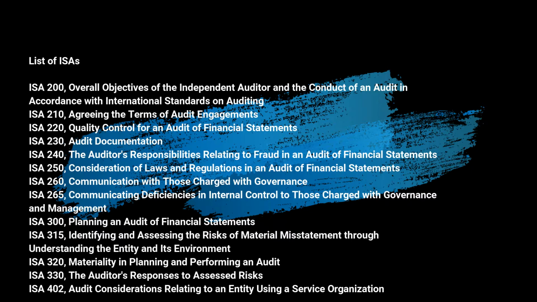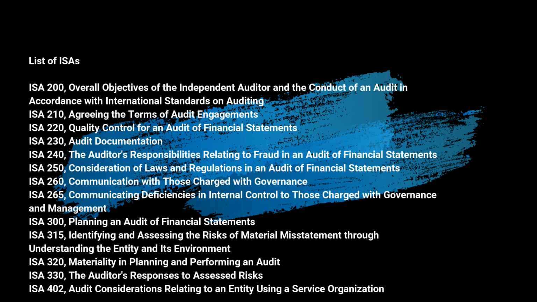ISA 210 talks about agreeing the terms of audit engagements. ISA 220 talks about quality control for an audit of financial statements. ISA 230, audit documentation. ISA 315, identifying and assessing the risk of material misstatement through understanding the entity and its environment. ISA 402, audit considerations relating to an entity using a service organization.